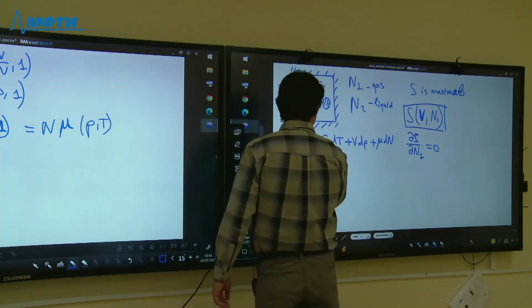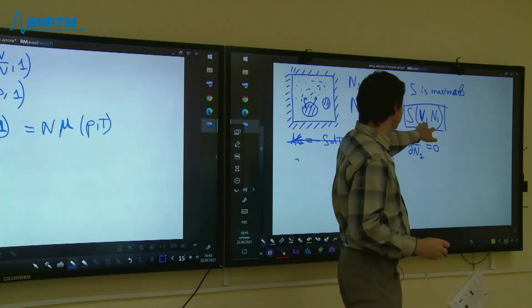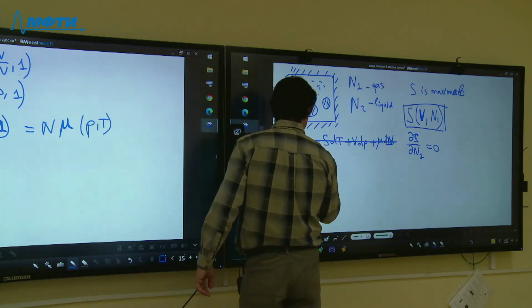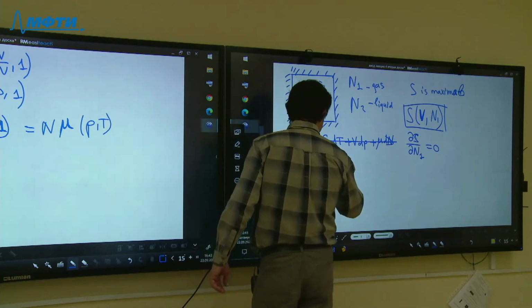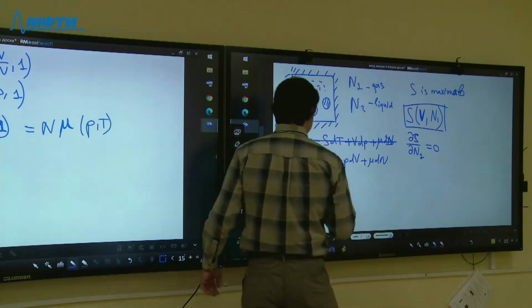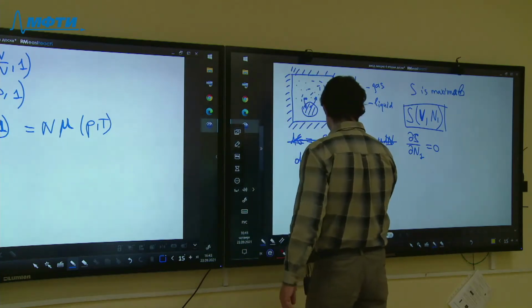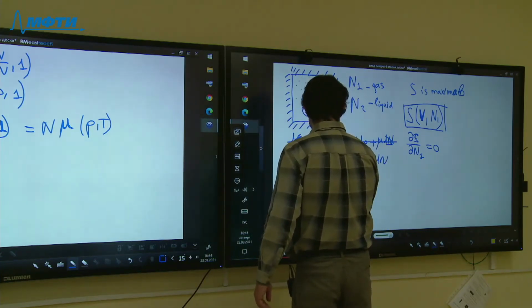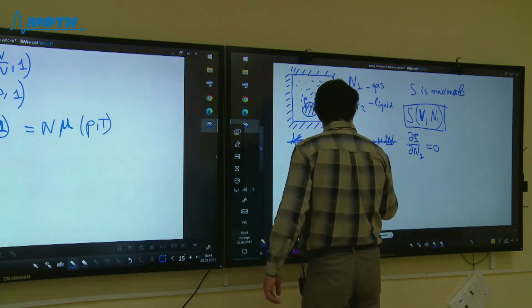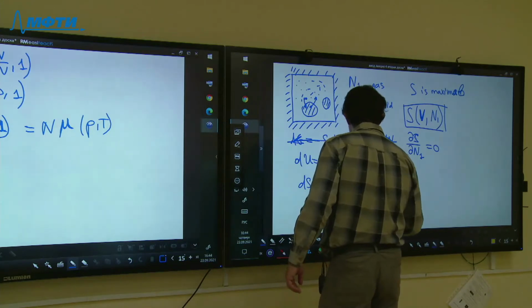Okay, I think I have done something wrong here. What I actually need to determine is entropy as a function of all these variables. So let's start with the following: that dU is equal to T dS minus P dV plus mu dN. So from here, I can get that dS equals dU plus P dV minus mu dN over the temperature.